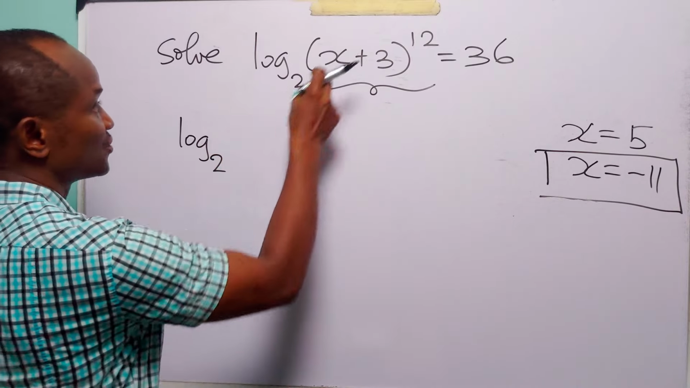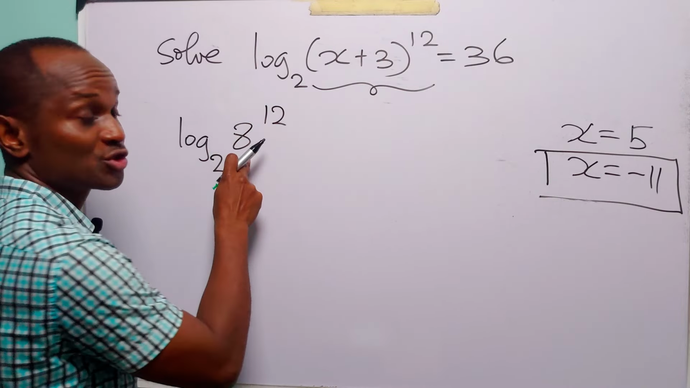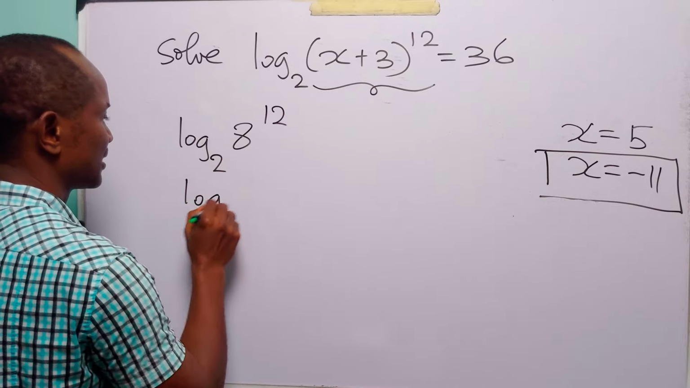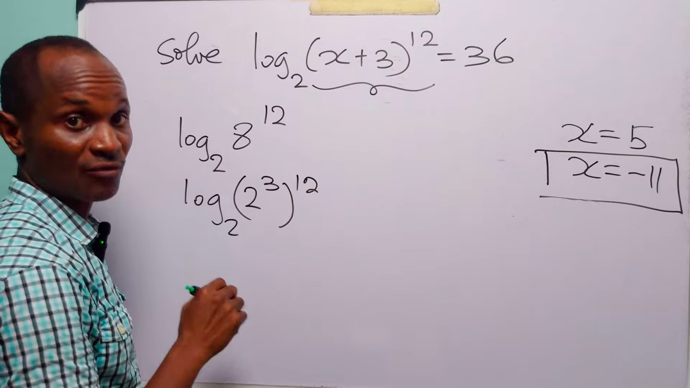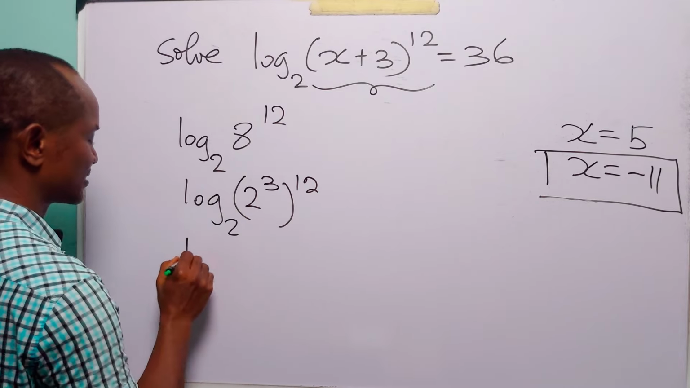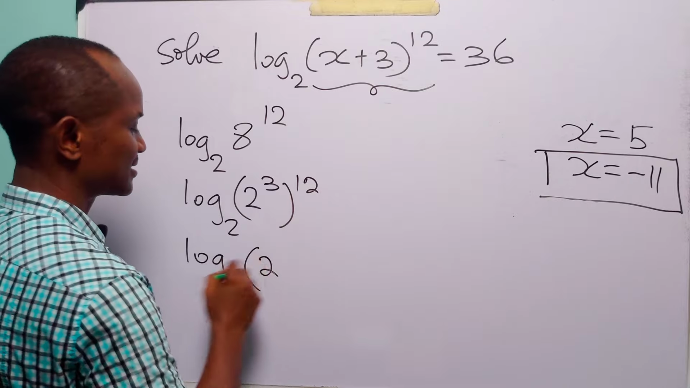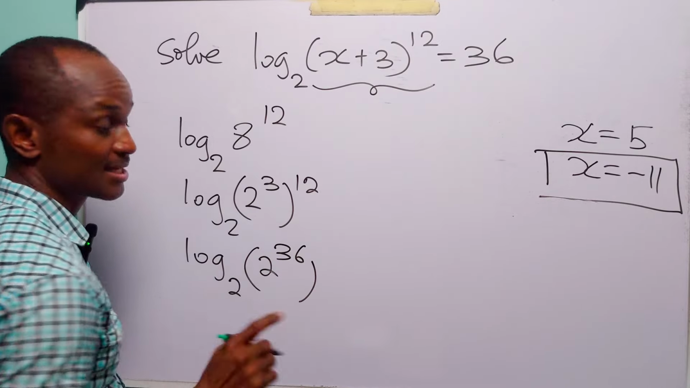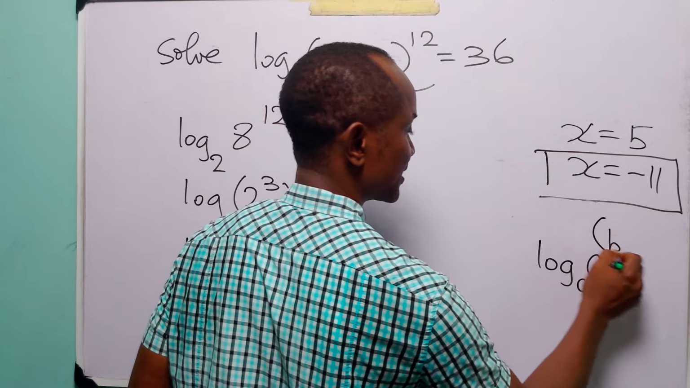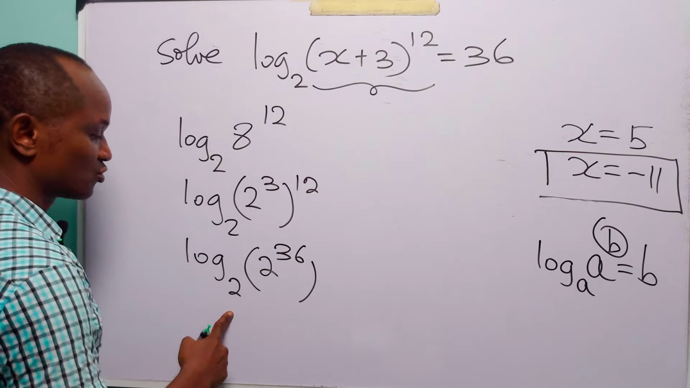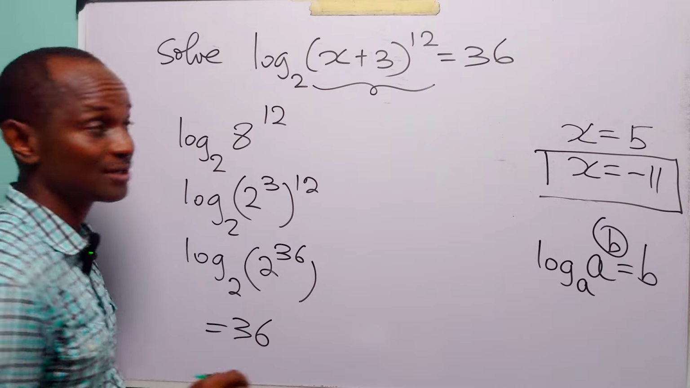Now to check our answer, when x is equal to 5, the left-hand side of this equation becomes log base 2 of 5 plus 3, which is 8, to the power 12. But of course, you know that 8 can be written as 2 to the power 3. Then we have the power 12. And to get rid of this bracket, what we do is to multiply these two powers, and 3 times 12 is equal to 36. Now, you know that log base a of a to the power b is equal to b. So log base 2 of 2 to the power 36 is equal to 36, which is exactly what we have on the right-hand side.